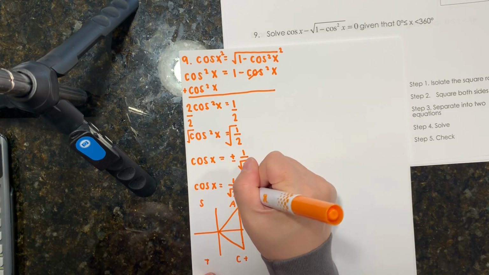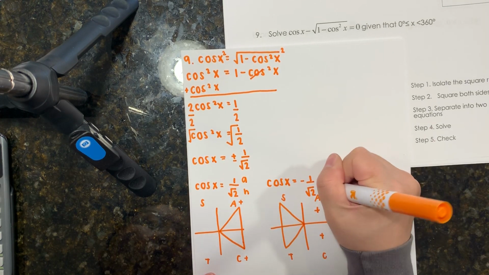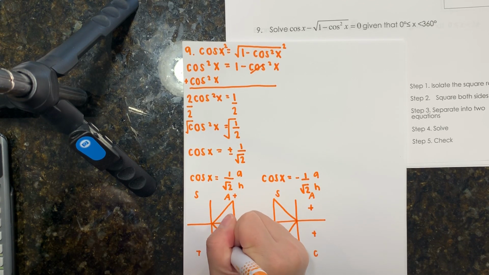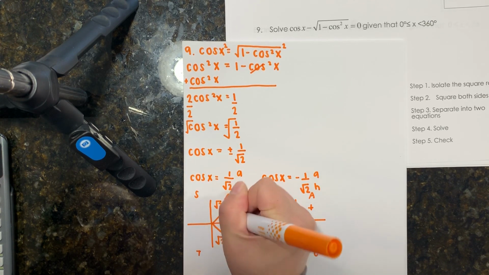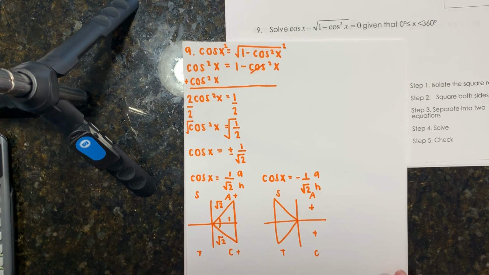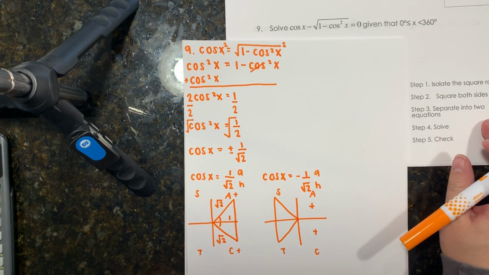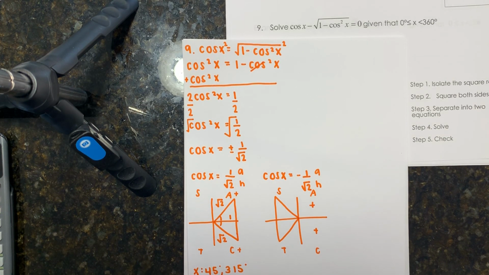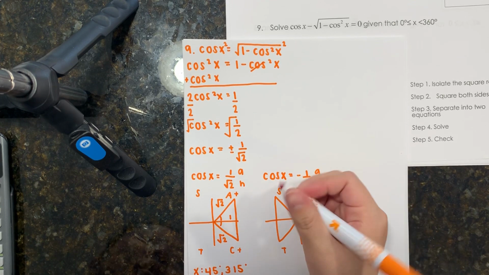It's going to be adjacent over hypotenuse, adjacent over hypotenuse. So adjacent is 1, hypotenuse is root 2. And again, this is going to be a 45-degree triangle. So my answer is going to be x is equal to 45 for quadrant 1, and then 315 for quadrant 4. Now I'm going to label this triangle.